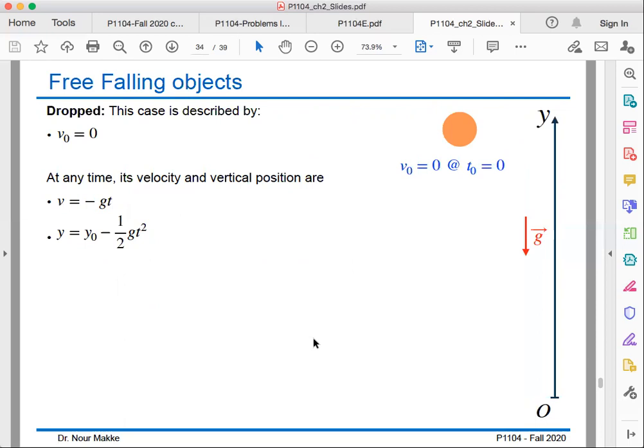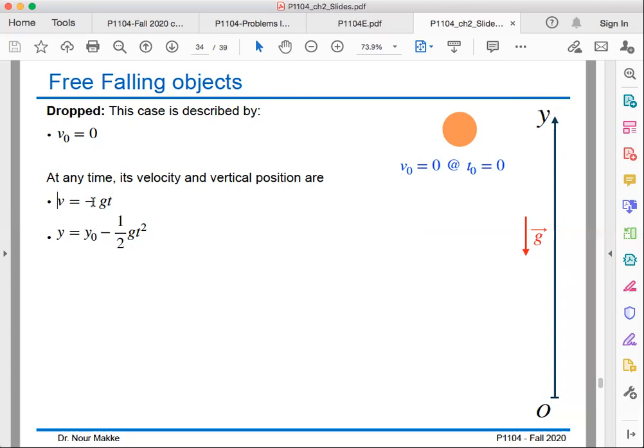So at any time t, we have these two equations that describe the motion of the object: the velocity and the vertical position. The velocity is given by v equals minus gt. So that means that the value of v at any time is equal to g times t. And you have a minus sign here to say that your velocity is pointing downward, because our choice for the vertical reference axis is pointing upward.